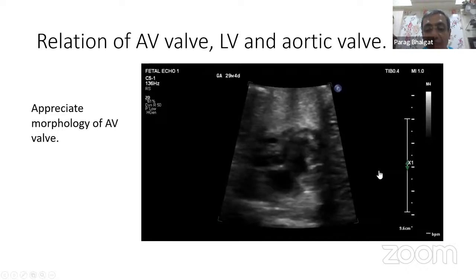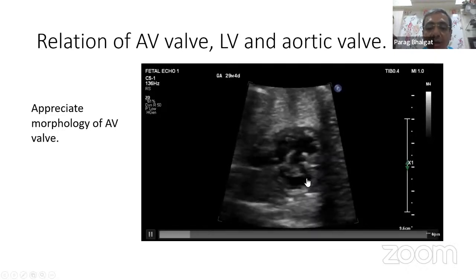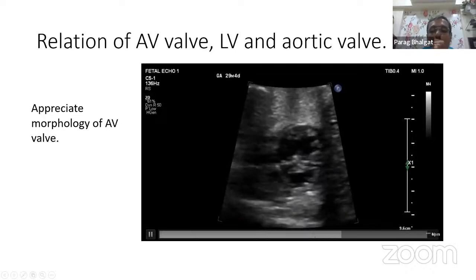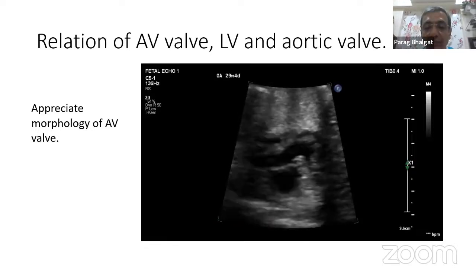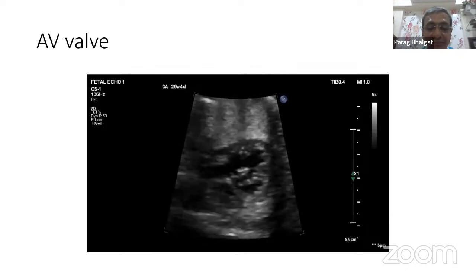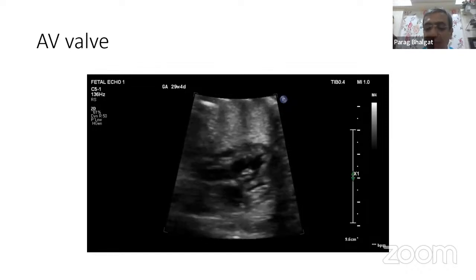For better understanding of AV valve morphology, we can appreciate the anterior bridging and posterior bridging leaflet, and the lateral leaflet and mitral sided leaflet. So this is how the five leaflets are there. Aortic valve and opening of the AV valve.